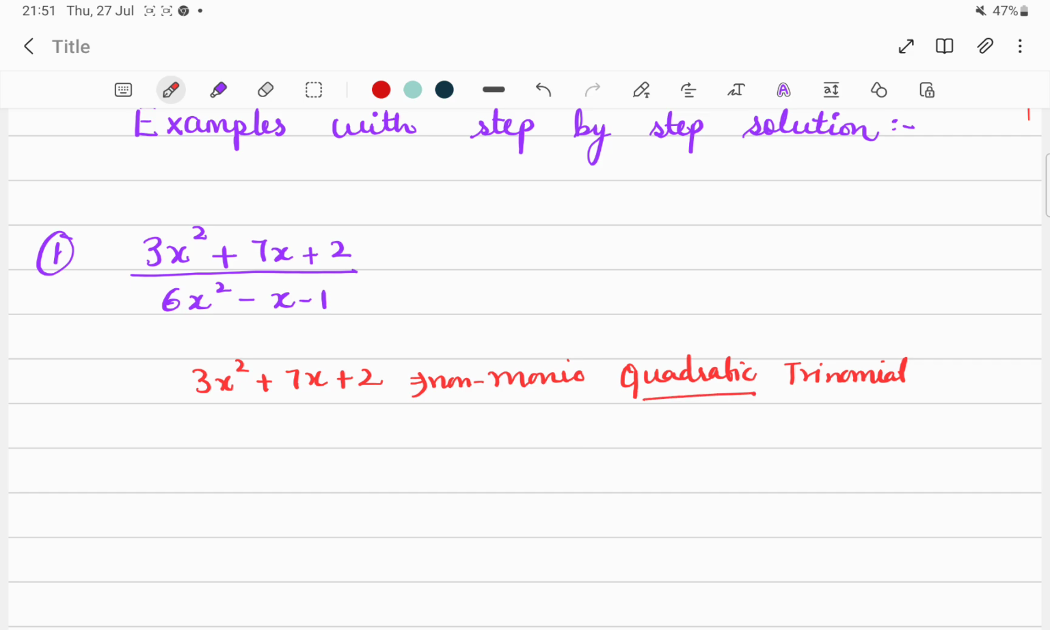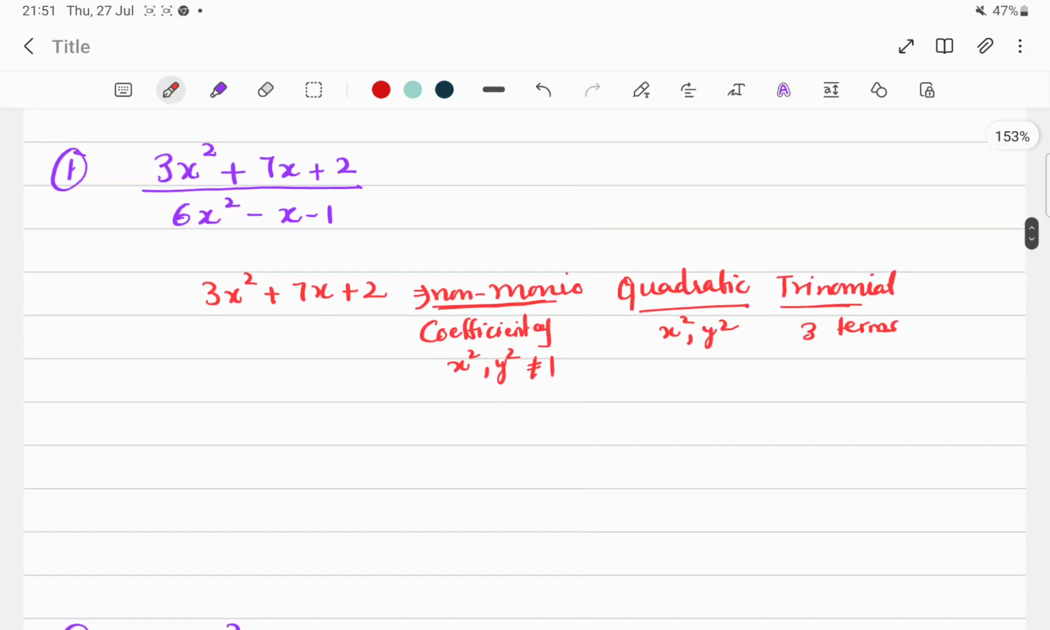Quadratic stands for there will be a term like x squared, or y squared if the equation is in y. Trinomial means there will be a total of 3 terms, and non-monic means the coefficient of x squared, or let's say y squared, is not equal to 1. Monic stands for 1, so non-monic means it will not be 1. Now here, how do we have to solve this one?